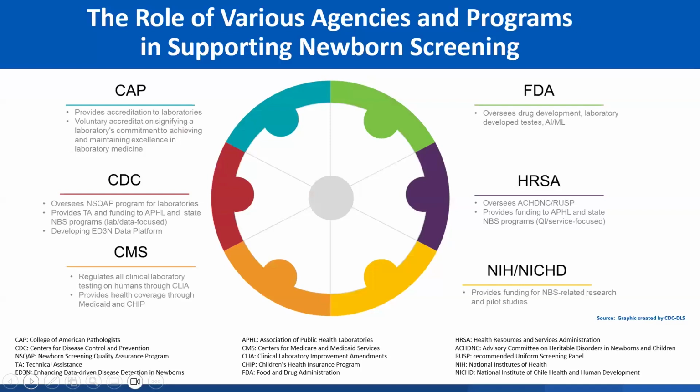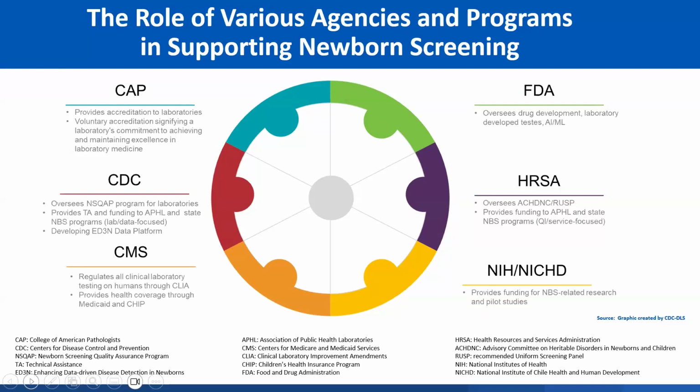The system relies heavily on a number of national organizations and federal agencies to help ensure its success and ongoing quality. We've listed a few. It's not an exhaustive list, and it's not even an exhaustive list of what these entities actually do. The College of American Pathologists provides accreditation. Centers for Disease Control and Prevention administers a proficiency testing program, provides technical assistance and training and funding, and other data analytic resources to assist state programs.